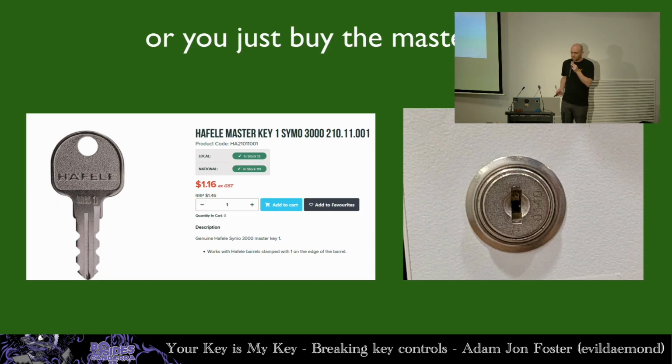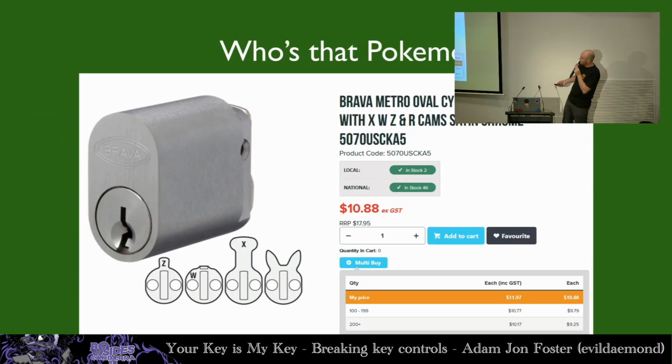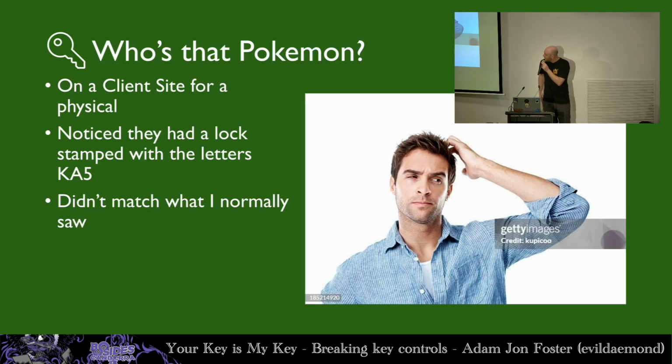So, it might be nice to get into a server room or something, but I want to get inside the actual building. So, a little bit of a story. Whoop, that's a spoiler for later. I was on a client site for a physical, and I was walking around looking, and I saw one lock that had a stamp on it that says KA5, and I've never heard of the stamp. It made no sense to me. No idea what it was.